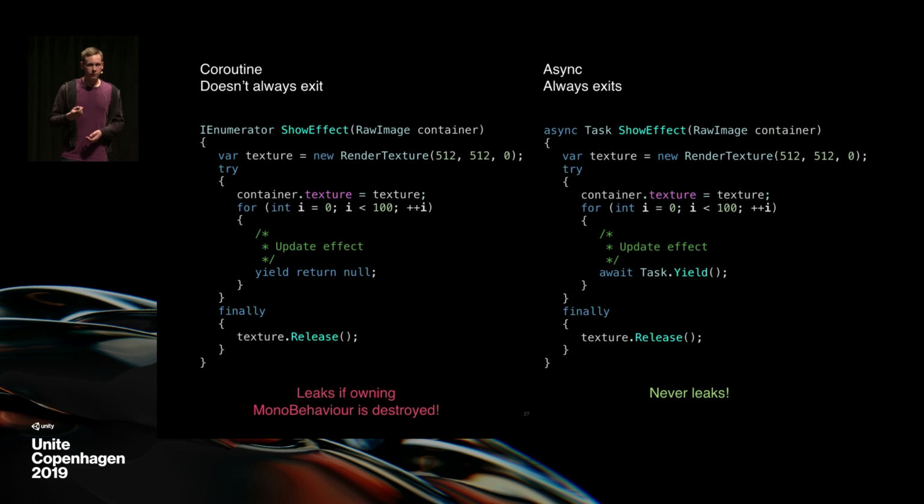But what if the mono behavior owning this coroutine dies in the middle? Surprise, surprise, it won't reach the finally block. And I think that's just crazy. What's the point of having a finally block if you don't finally reach it? I don't really know who to blame for this. Async works. So if you ever have a using block or a finally block in your coroutine, check it out. You might have a memory leak there.